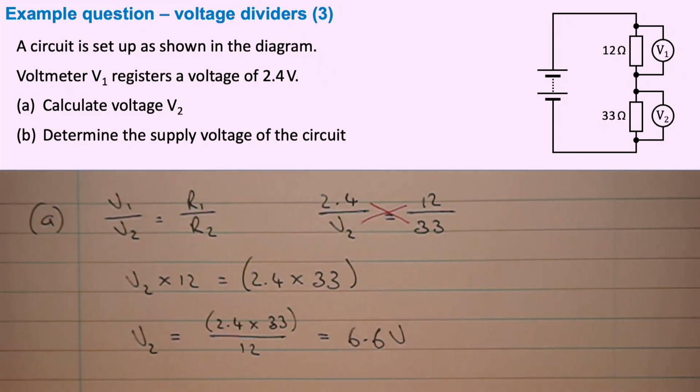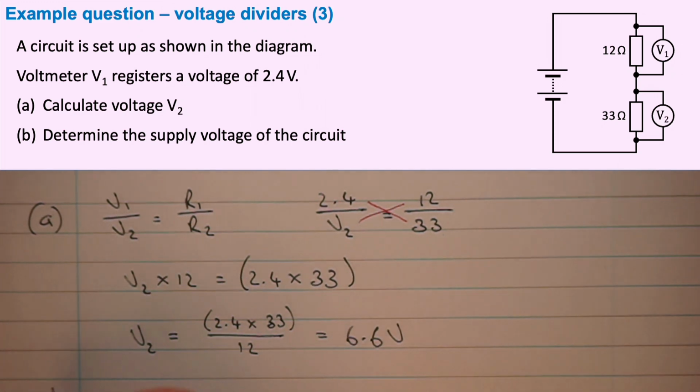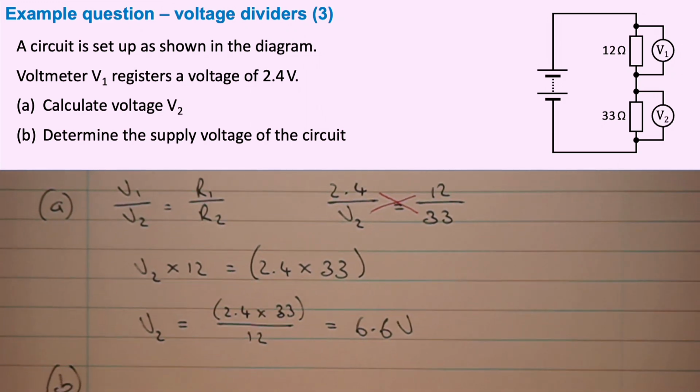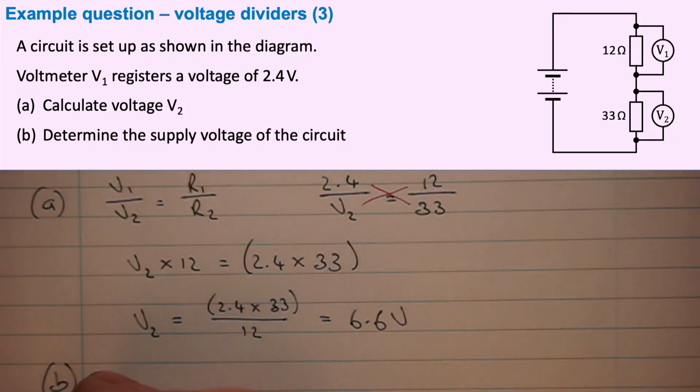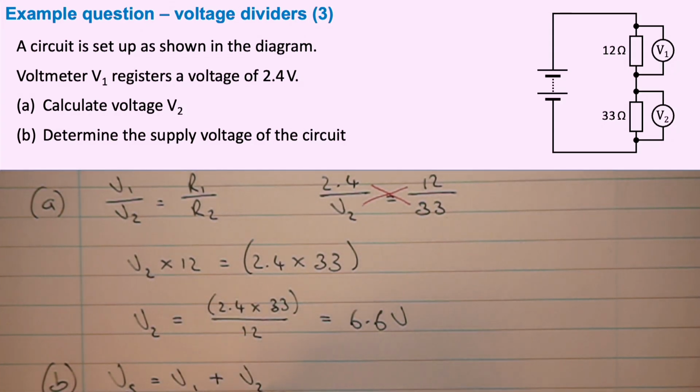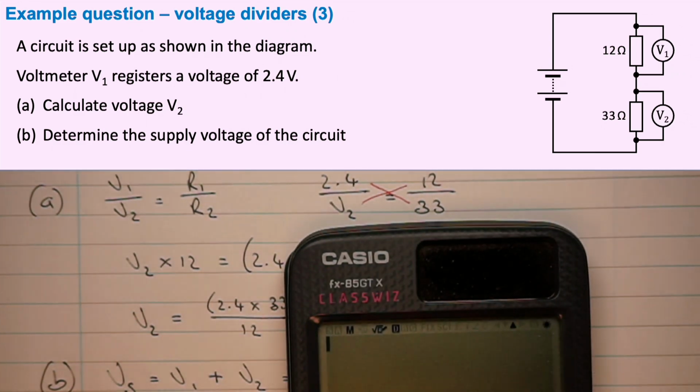Part B is not going to be difficult at all, because I know, of course, that this is a series circuit, and the whole point with series circuits is that voltage splits up. It's a voltage divider question, after all. So I know that Vs is just going to be equal to the value of V1 plus V2. V1 is in the question, that's 2.4, and this is V2, 6.6. Let's see, 6, okay, I know that answer, but I'm going to work it out in the calculator anyway.